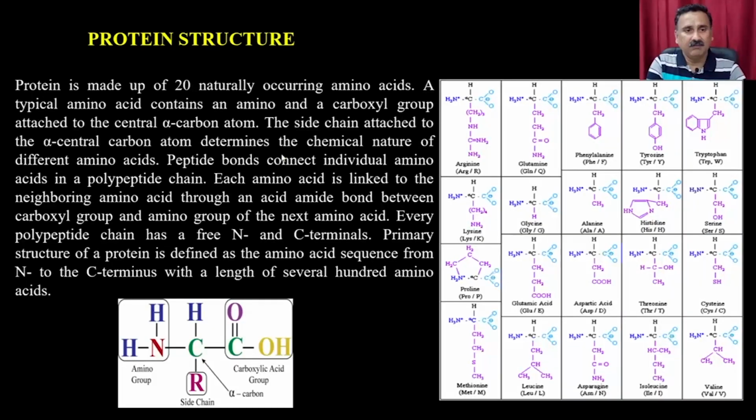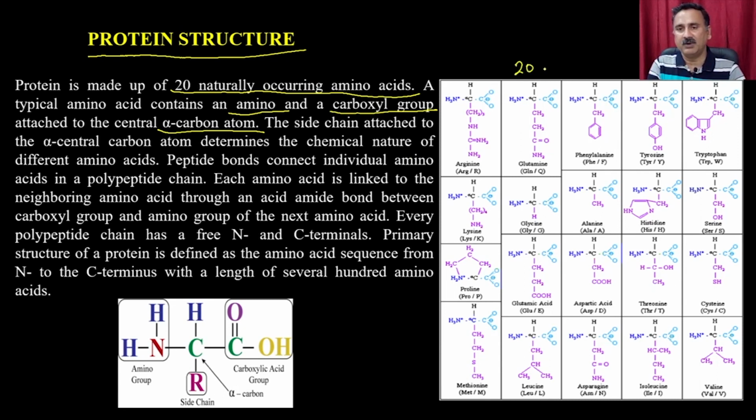So what we have discussed so far is that the protein is made up of the 20 naturally occurring amino acids, and a typical amino acid contains two components, an amino group and a carboxyl group, attached to the central alpha carbon. What you see here is the C alpha carbon, with the amino group on one side and the carboxyl group on the other side. It also has the side chains, and based on the side chains you can have the 20 different types of amino acids.